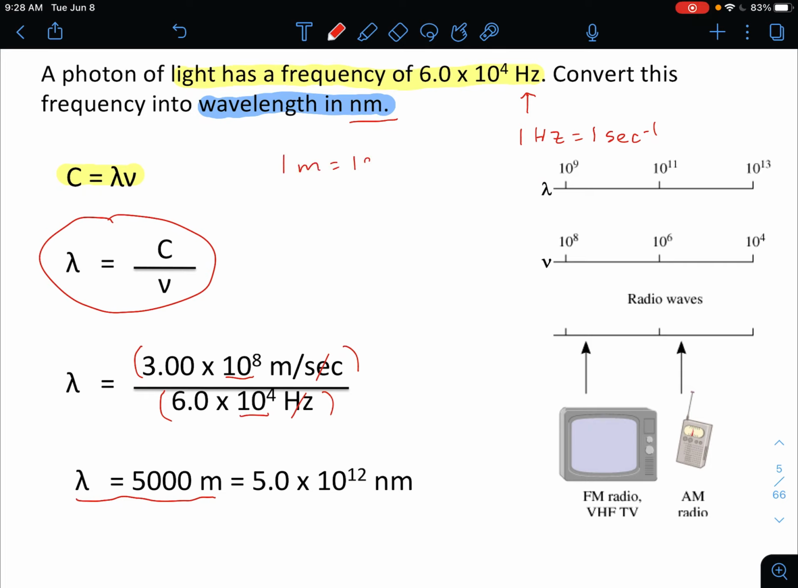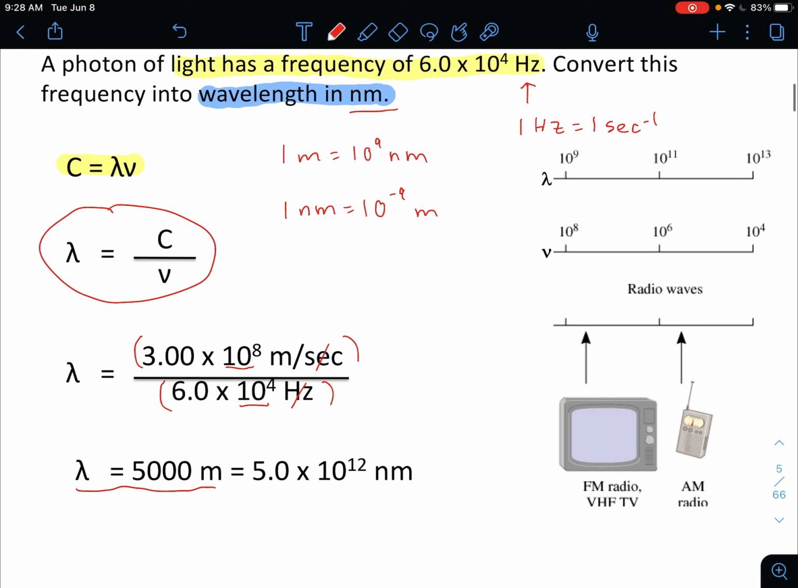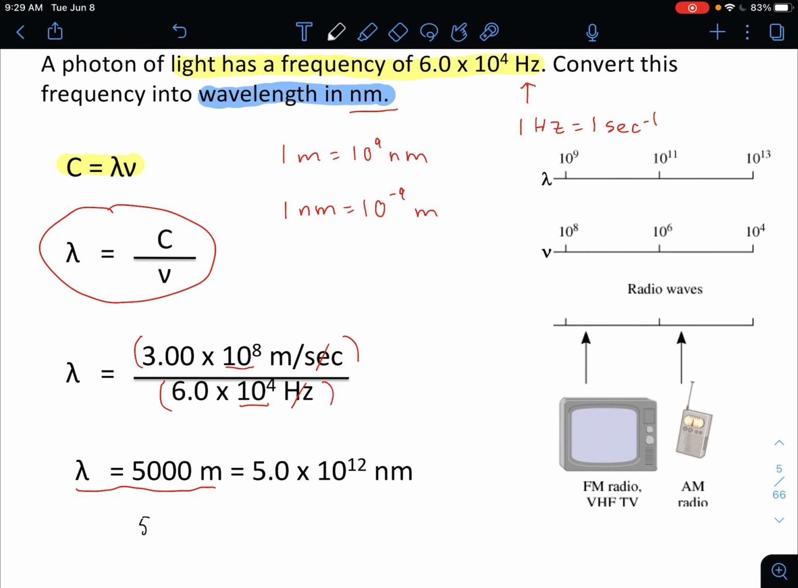1 meter is 10 to the 9th nanometers, or alternatively, 1 nanometer is 10 to the -9 meters. We're going to want to be converting from meters to nanometers and vice versa fairly often. So this one's kind of the easiest one to remember, right? Nano and 9, that's the easiest way to think about it. So here where we report our answer in nanometers, all we're really doing is saying 5,000 meters times 10 to the 9th nanometers per 1 meter.